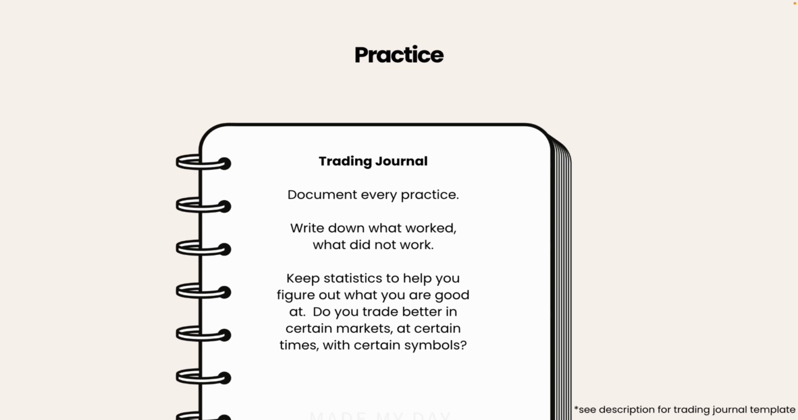So I document every practice. I write down what worked and what didn't work. And then I keep statistics to tell me, what am I good at? Is there a certain time that I'm good at? Is there a certain market that I'm good at? Are there certain symbols that I'm better at than others? And if you look in the description, I will also have a template for my trading journal.